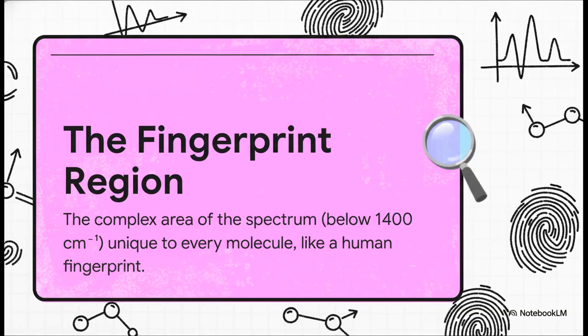And that brings us to the most powerful part of the whole graph. You see this really complex area over on the right with all those unique little peaks and valleys? That's known as the fingerprint region. I mean, sure, other parts of the spectrum can tell you about general types of bonds, but this region is absolutely 100% unique to that one specific molecule. It is the ultimate proof of identity.